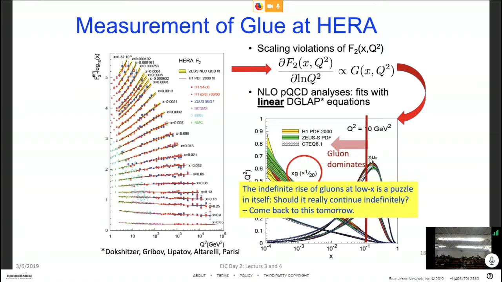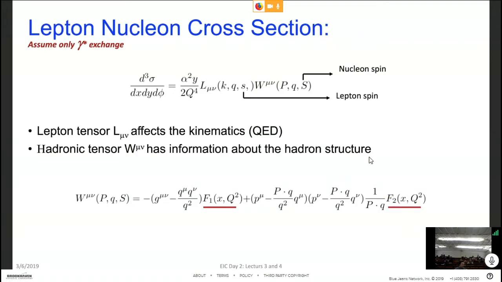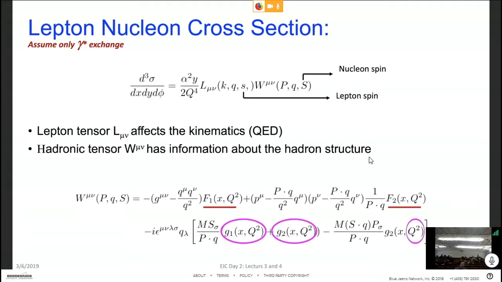Okay, so that's about what we want to do. That infinite rise of the gluon distribution is something that we really want to understand. So now let's focus not on the unpolarized, but on the G1 and G2 structure functions. G2 I will ignore for good reason. It's a very small thing. I want to focus on G1 for now, but the physics that I will describe is very similar.